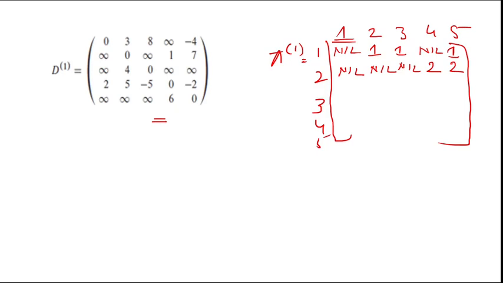Once you calculate, you will be having 3 like this. Nil. This is 3, right? Now here it is 4. One second. So what about 4 to 2? Earlier it is 5 only, right?